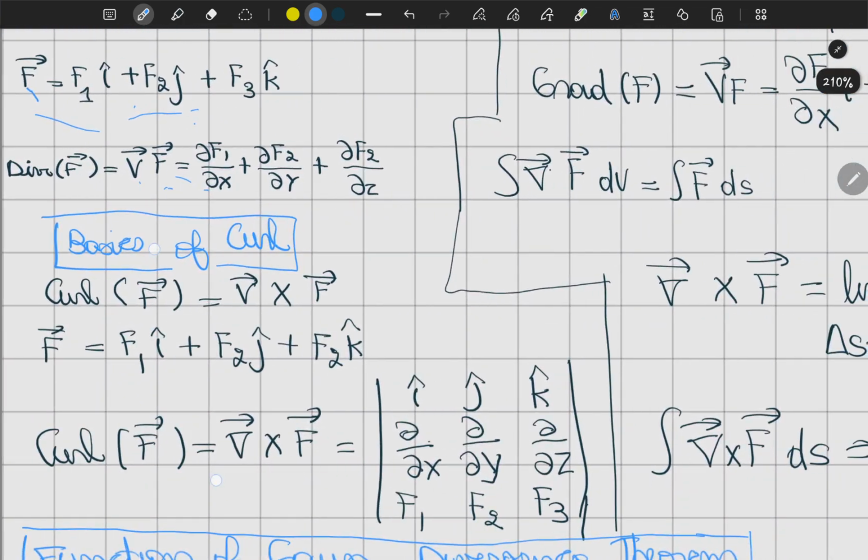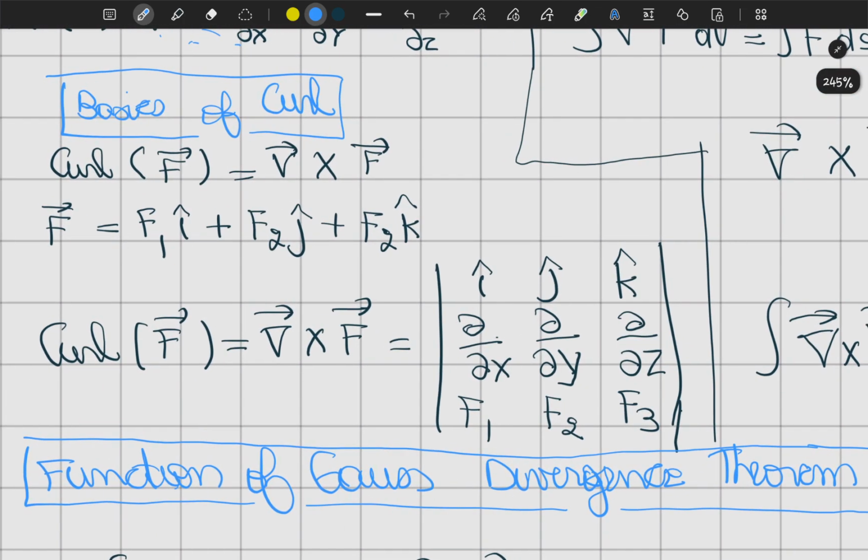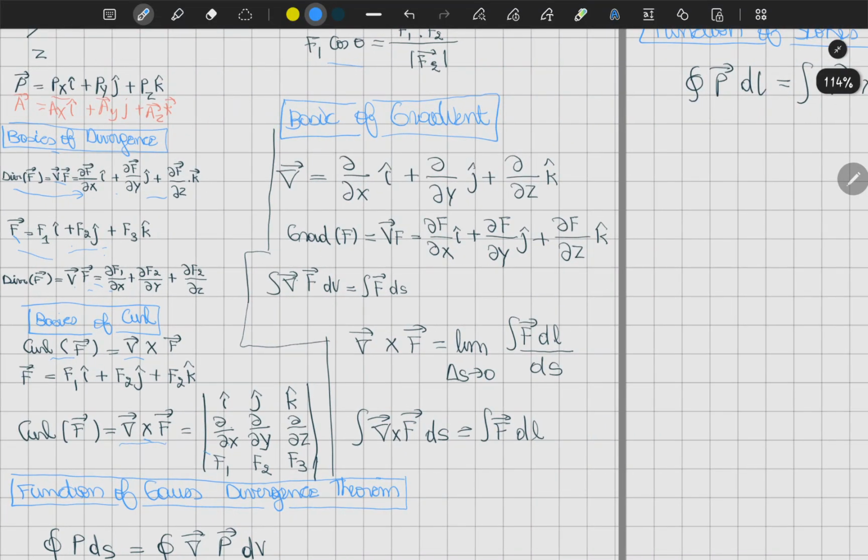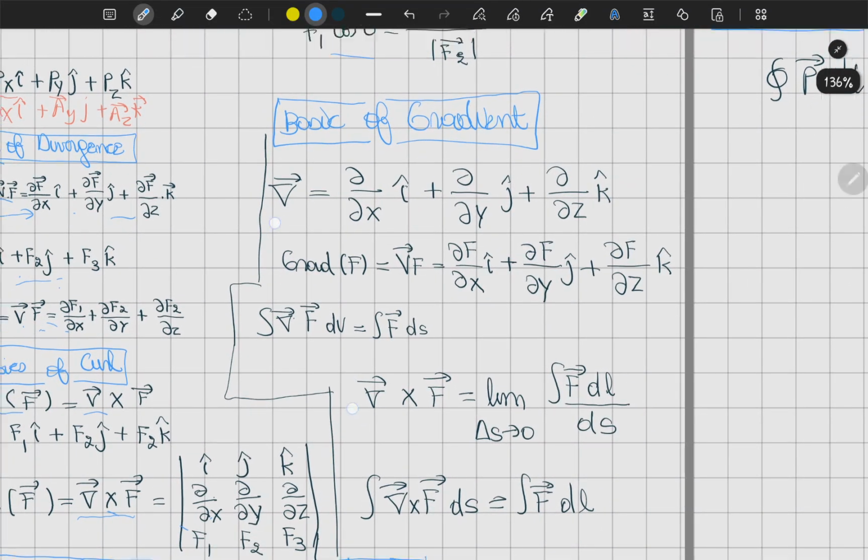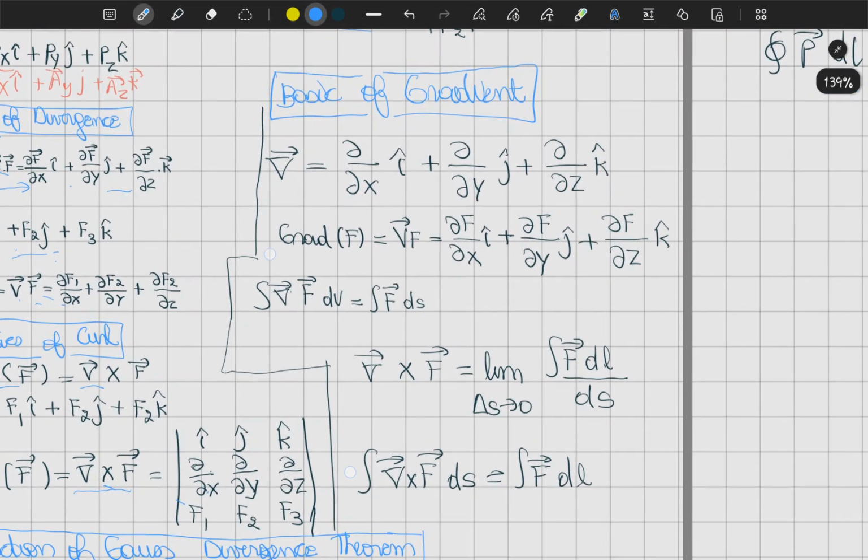Now we go for curl, basic of curl. This is an example of basic of curl. You get the matrix. Okay, since we're using a cross product, and then from there you can solve for the equation. And then we got the gradient. We're not going to go into details, but we see some application of the gradient for formulas. Okay, these are just examples of gradient.